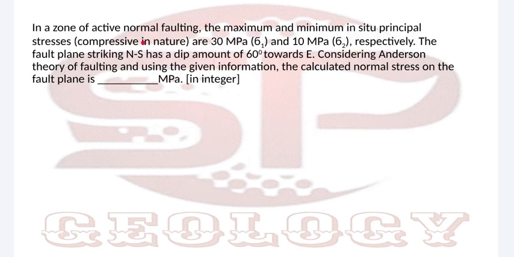In a zone of active normal faulting, the maximum and minimum in situ principal stresses are given. Sigma 1 is given as 30 MPa, and sigma 2 is given as 10 MPa.